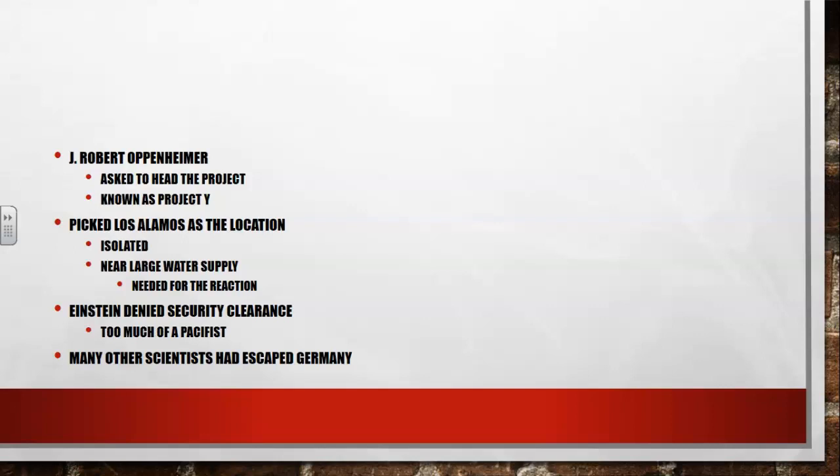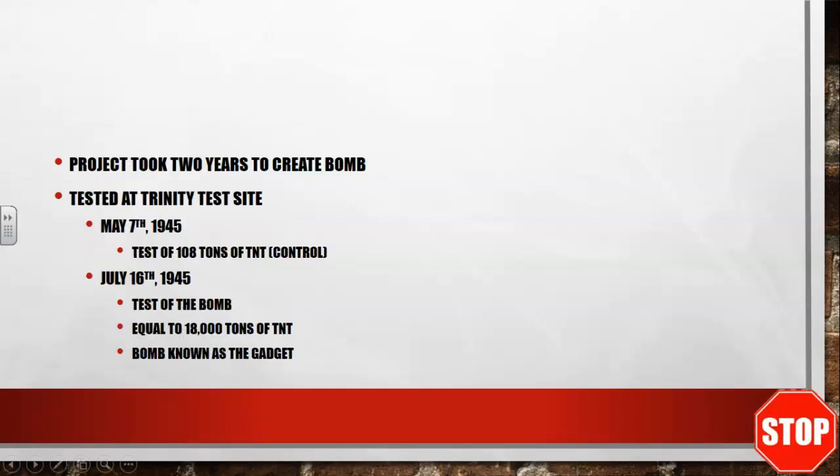Now, Einstein, the one who really got this whole ball rolling, is going to be denied security clearance as part of the Manhattan Project because they consider him too much of a pacifist. Einstein doesn't want to fight. Therefore, they're like, yep, can't trust you. You're not getting security clearance. Many of the other scientists who are part of this project are going to be former Germans. Not former Germans, they're still German. They're just no longer German citizens, having escaped out of Germany, seeing the writing on the wall of what Hitler was doing.